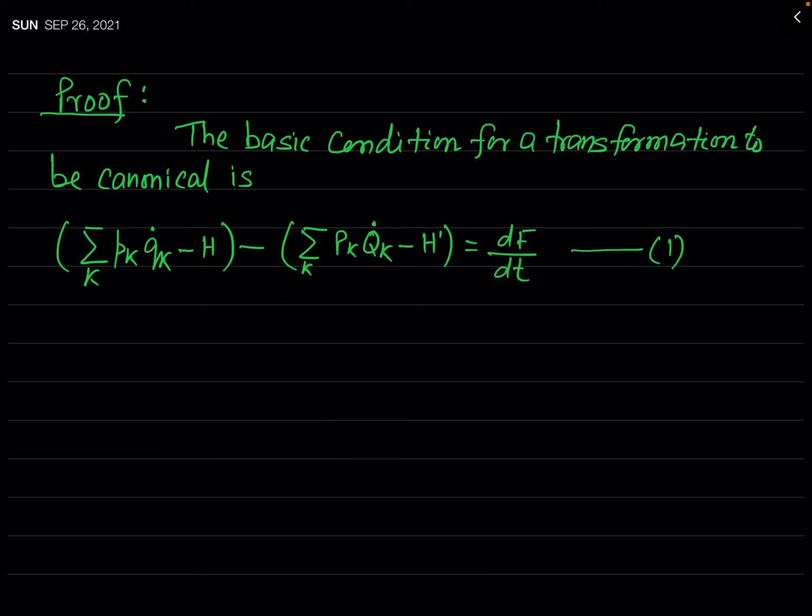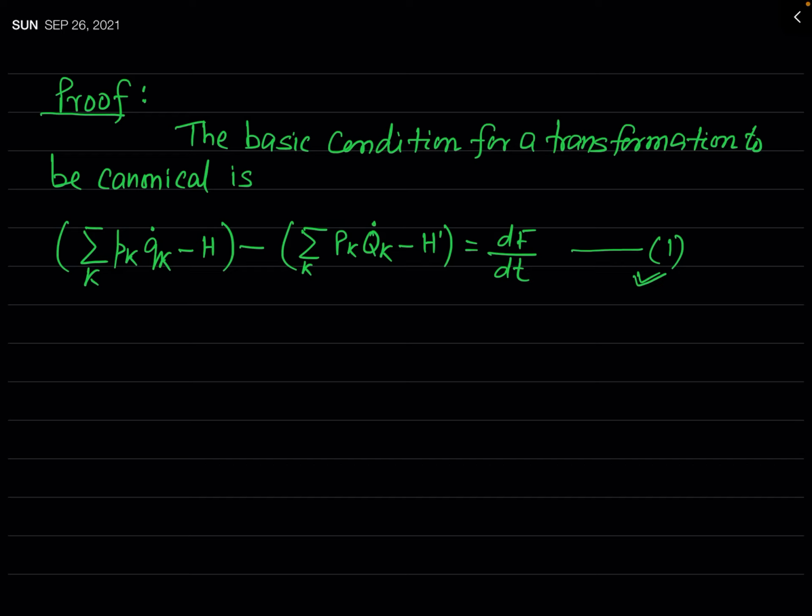This is actually the validity or the satisfaction of the general Hamilton's equation. And what is that equation? When this equation, which I have mentioned as equation 1, gets satisfied, then the transformation is canonical. And this equation 1 reads as summation over k pk qk dot minus H, minus summation over k capital Pk capital Qk dot minus H prime, equal to dF by dt. And this is actually the basic condition for a transformation to be canonical.